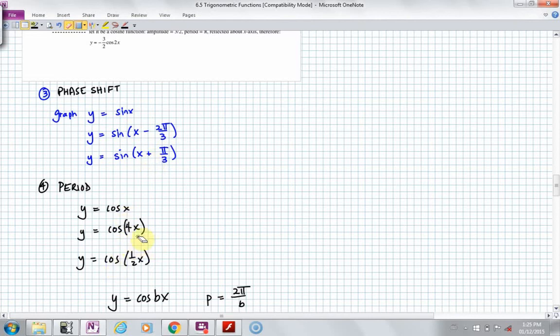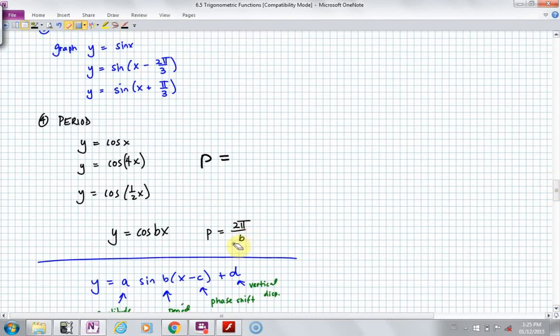So now when you look at it, what's the period of this one? Remember that period is 2 pi divided by b. So what's the new period going to be? 2 pi divided by 4, which is pi by 2. What's this period going to be? 2 pi divided by a half, which is 4 pi. Okay?